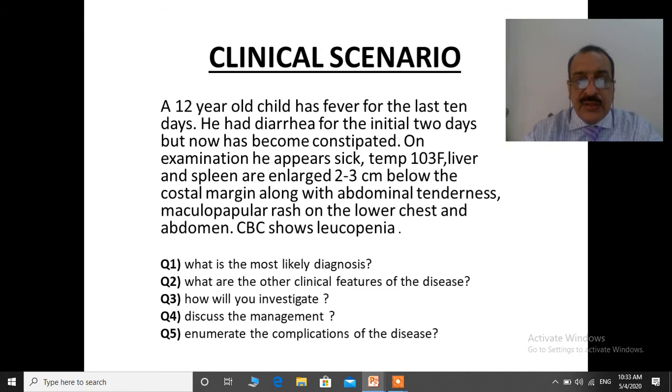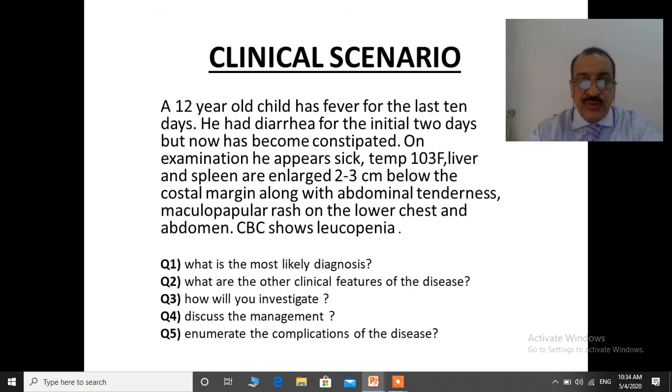Today's presentation is for 4th year MBBS class. We start with a clinical scenario. A 12 years old child has fever for the last 10 days and he had diarrhea for the initial 2 days but now has become constipated. On examination, he appears sick and is running a temperature of 103 degree Fahrenheit. The liver and spleen are palpable about 2 to 3 centimeters below the costal margin, and he also has abdominal tenderness and a macular-papular rash on the lower chest and the abdomen.